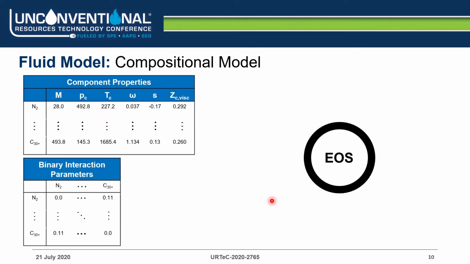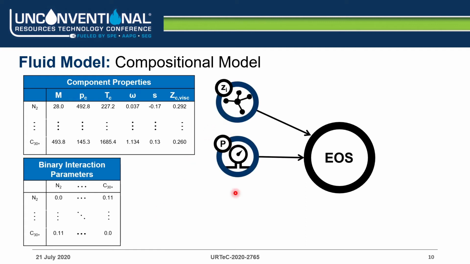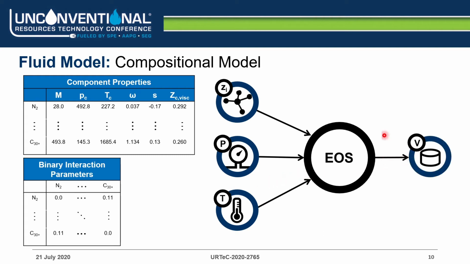The second fluid model in reservoir simulation, and the second fluid model that we're using, is the compositional model, which is based on an equation of state that in practical sense consists of 2 tables, the component properties shown here, and the binary interaction parameters, which is a symmetric matrix. And the equation of state works by feeding it a composition, pressure, and temperature, and it returns the volume of that mixture at these conditions.